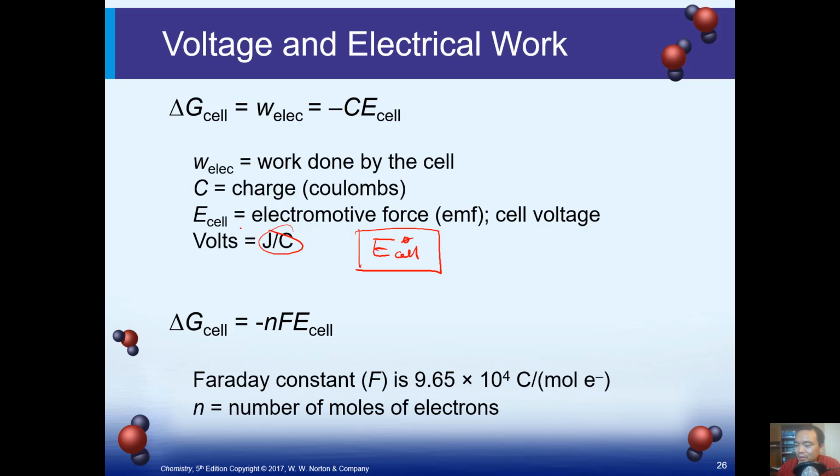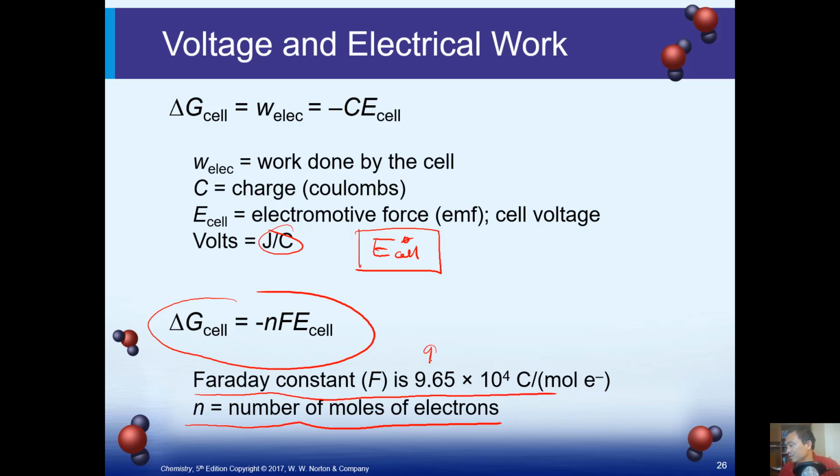The Gibbs free energy can be calculated by this equation. The delta G for the cell is negative N times F times E cell, where N is the number of moles of electrons being transferred, and F is the Faraday constant, which is 96485 coulomb per mole of electrons, or roughly 9.65 times 10 raised to 4 coulomb per mole of electrons.